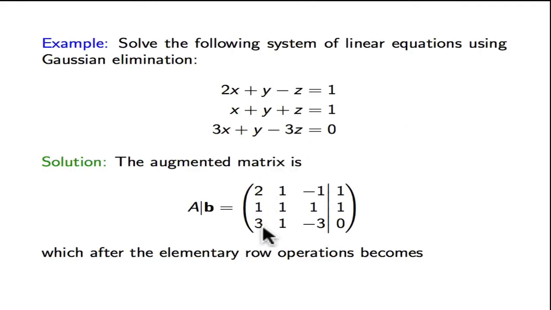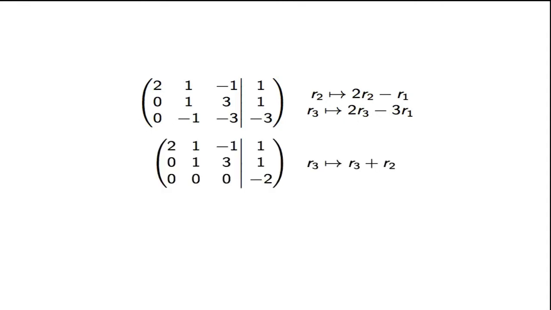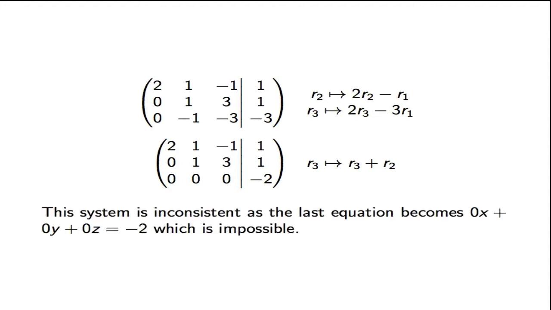And similarly, what shall we do with row 3? We can multiply this by 2 and then subtract 3 times this row from this one. So row 3 is changed to twice row 3 minus 3 times row 1. And if we do the calculations, this is what we get. And now we can add row 2 to row 3 to get it into row echelon form. But now this system is inconsistent, because what is this last equation? It tells us that 0x plus 0y plus 0z is equal to minus 2, which is impossible.